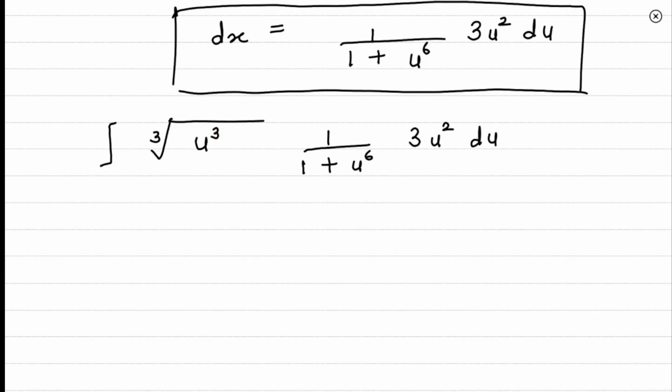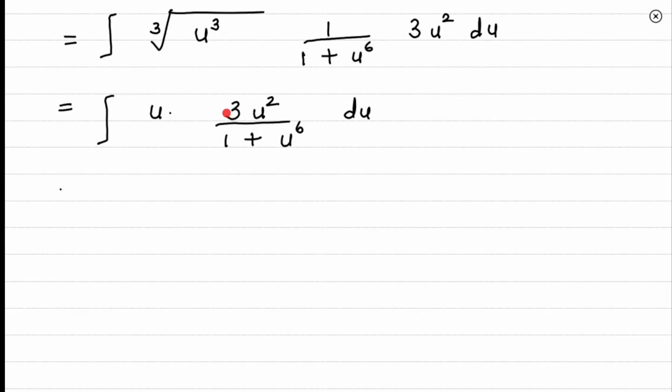That cube root and cube will cancel each other out, and you will have the integral of u times 3u square, which is 3u cube, divided by 1 plus u to the power 6, and obviously you are integrating with respect to u. Now the constant 3 can be taken out of the integral. So you have 3 times the integral of u times u square, which is u cube, but let me write it as u square times u anyway, divided by 1 plus the denominator u to the power 6. Let me write it as u square to the power 3, with respect to u.